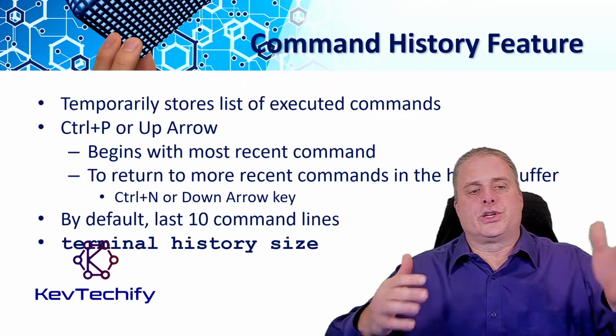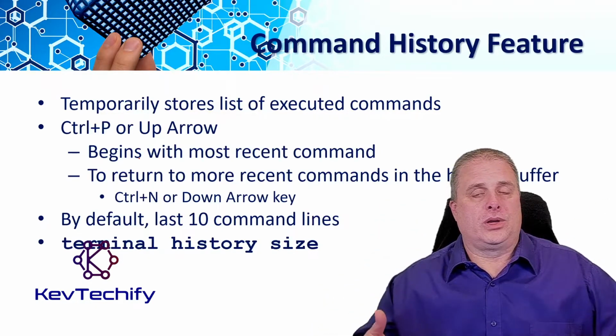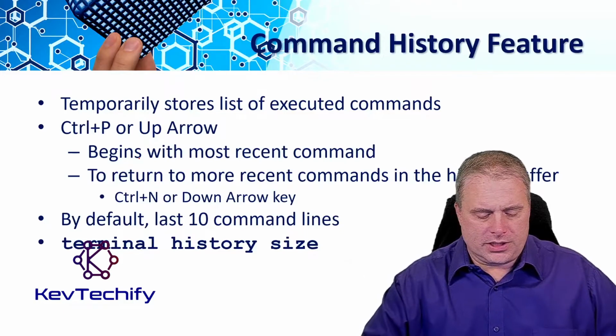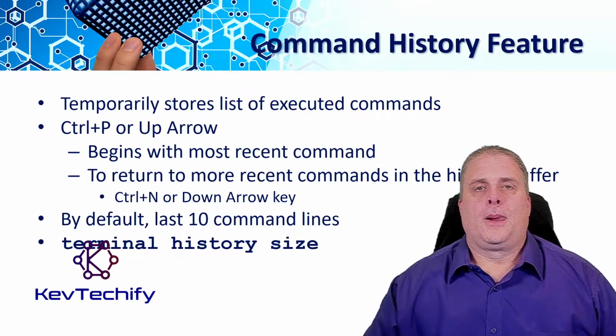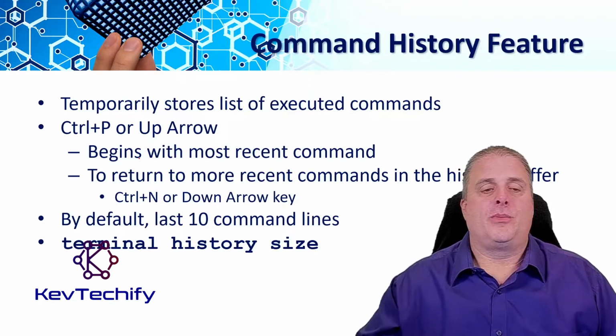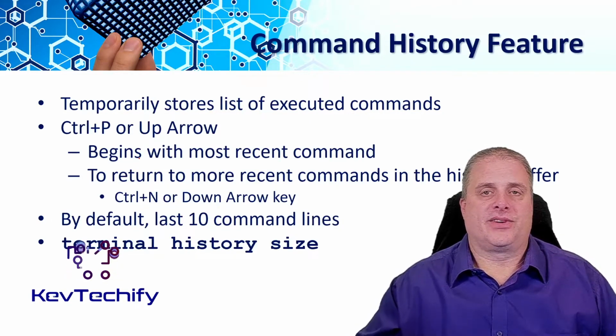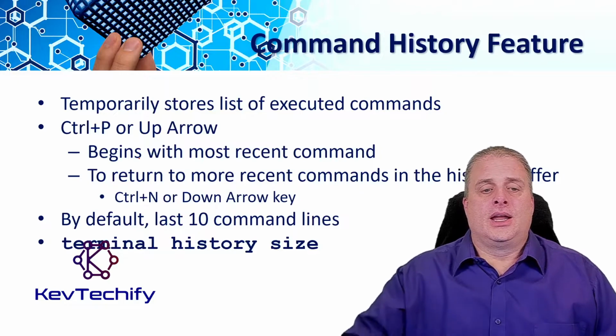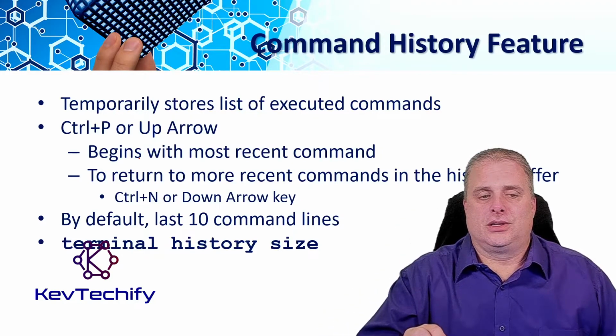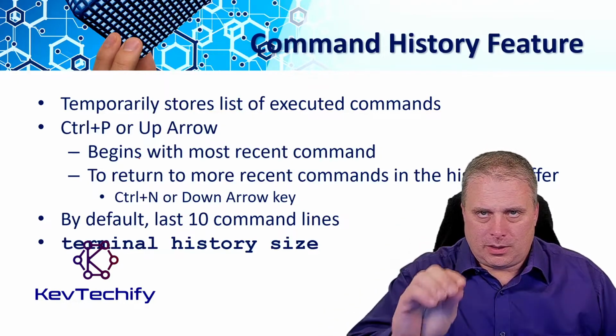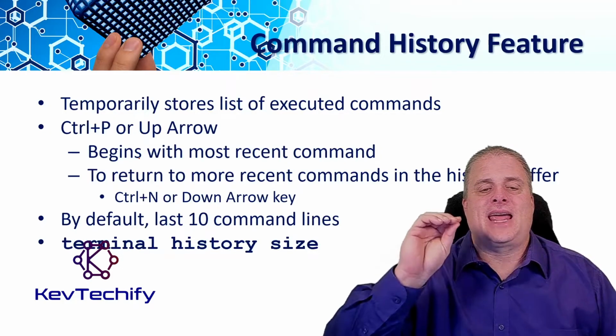You can also use Control N to go down, or the down key. A lot of people don't necessarily use Control P and Control N. What a lot of people do is just use the up arrow and down arrow to go to the previous commands to find the right command. Now, by default, the number of commands it buffers is 10.